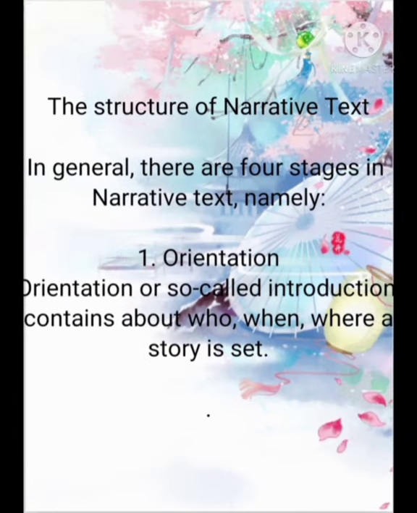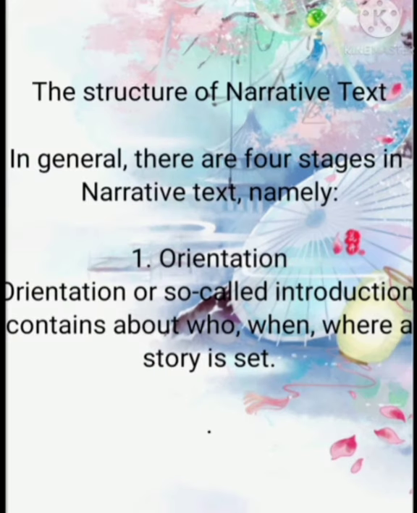The last explanation is the structure of narrative text. In general, there are four stages in narrative text, namely, the first is orientation. Orientation, or so-called introduction, contains about who, when, where a story is set.